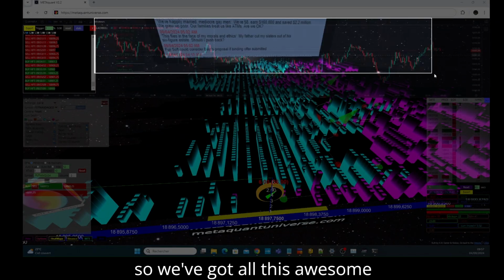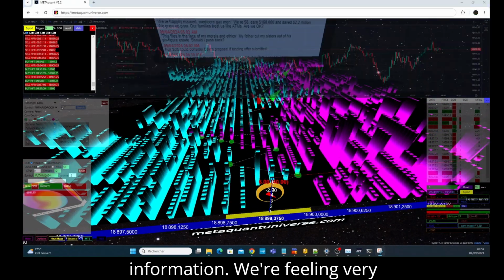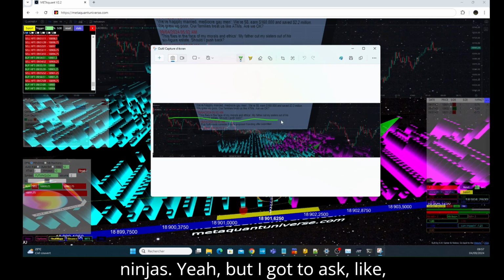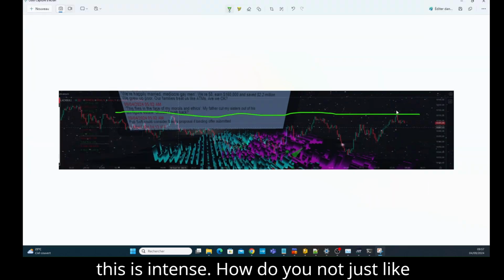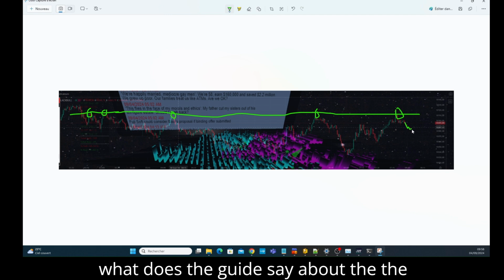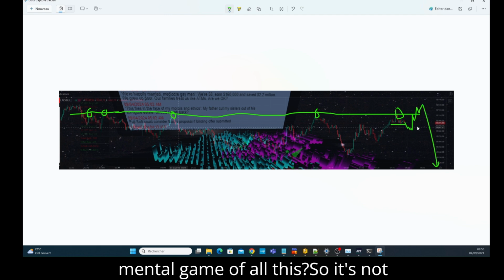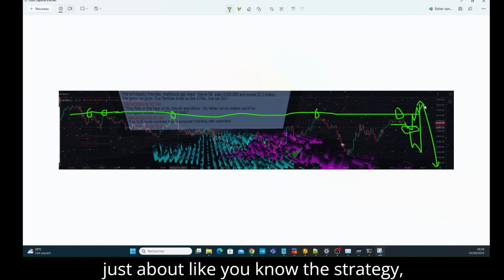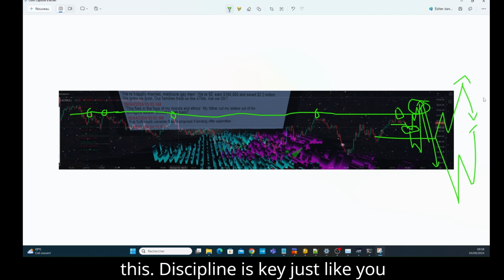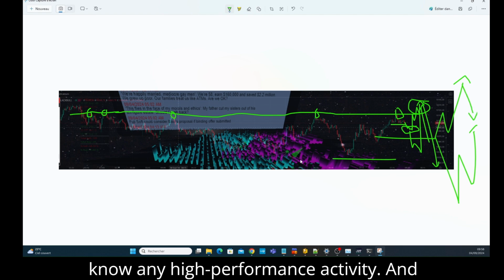Okay, so we've got all this awesome information. We're feeling very confident. We're feeling like trading ninjas. But I've got to ask, this is intense. How do you not just burn out after 5 minutes of this? What does the guide say about the mental game of all this? So it's not just about the strategy and the tools, those are important, but you've got to have the right mindset going into this. Discipline is key, just like any high performance activity.